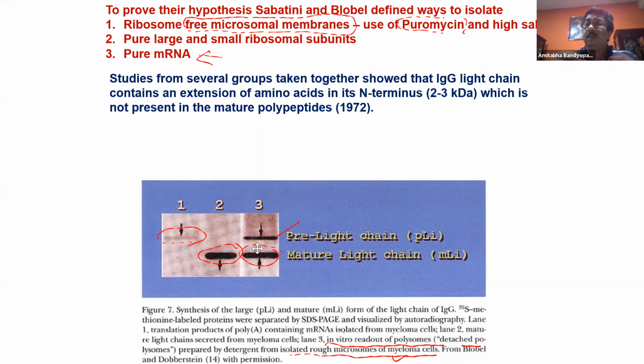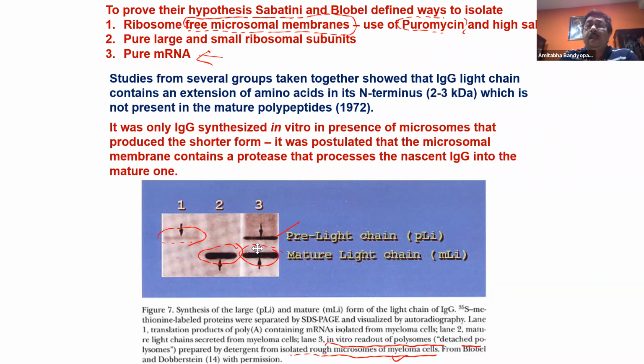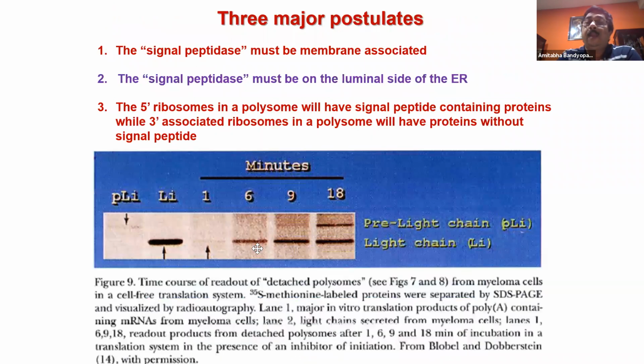that showed that the IgG light chain contains an extension of amino acids in its N-terminus, 2 to 3 kilodalton, which is not present in the mature peptide. And it was only IgG synthesized in the presence of microsome that produced the shorter form. Okay, so therefore the microsomal membrane will contain a protease that processes the nascent IgG into the mature one, right? So that was the first hint that there is something in the microsomal membrane.